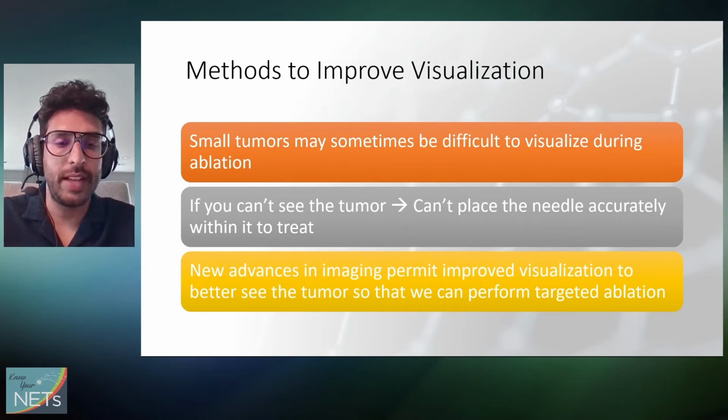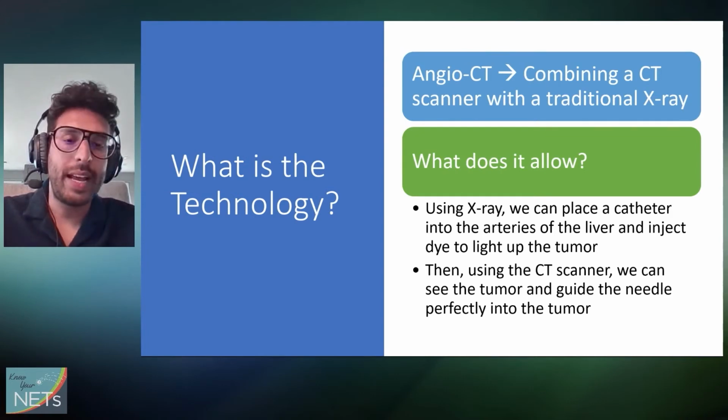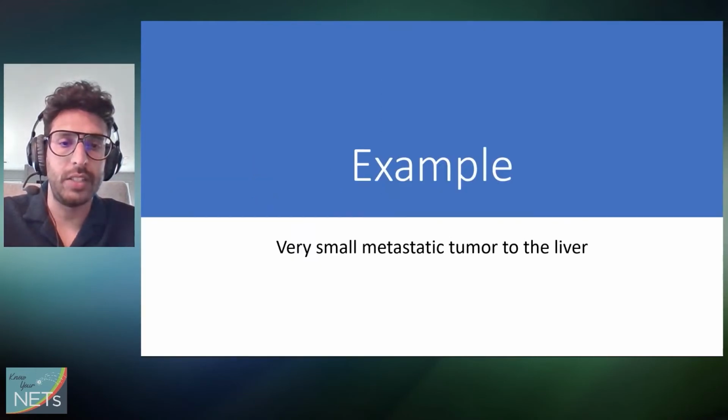There's many different advances actually, but one of the ways that I'm going to talk about is something called angio-CT, where we actually take a CT scanner and we combine it with a traditional X-ray suite. And what that allows is using X-ray, just like we were doing those intra-arterial procedures, we can actually take a catheter into the arteries of the liver with the live X-ray, and then we can inject dye to light the tumor up. Then, just like we were doing our ablations before, under the CT scanner, we can actually visualize the tumor very easily and then place the needle accurately.